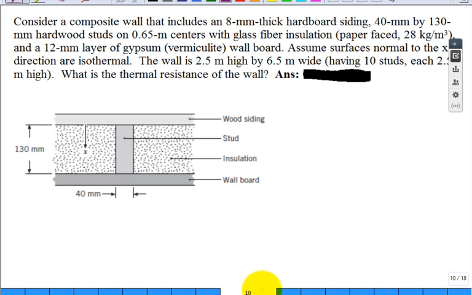Hey, let's talk about flow of heat through a wall of a house. Oh, that's too complicated. Oh, no. So we have a composite wall of a house.